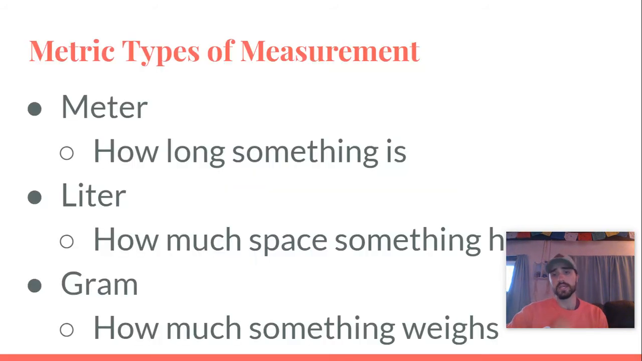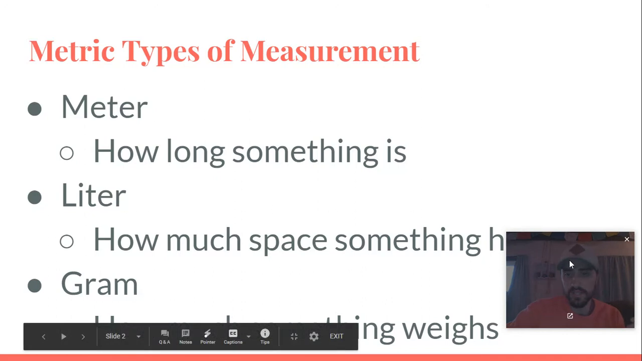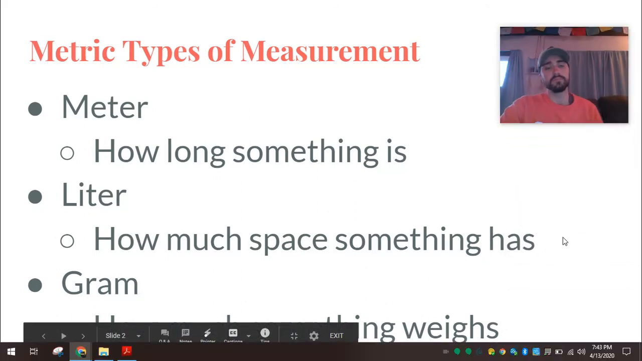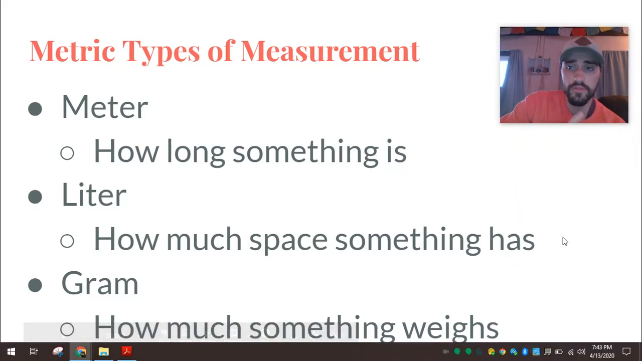Okay, so first, we should have seen this in the videos before. We're going to be talking about three different types of measurement. Meters, which is how long something is. Liters, which is how much space something has or takes up. It's like how we measure liquid. And grams, which is how much something weighs. So meters, liters, and grams are always going to be our unit.